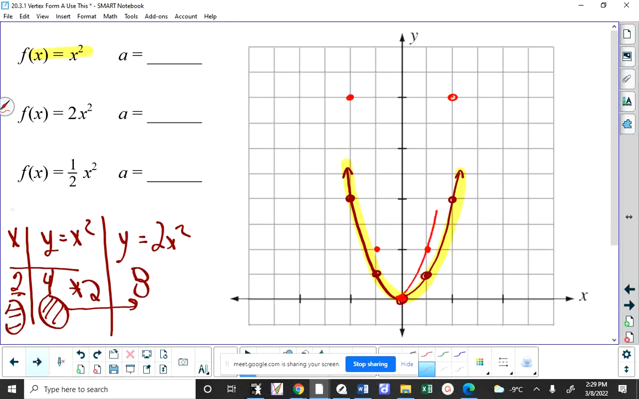So that means that this is what it looks like. And, you know, for goodness sake, I don't care how well you draw it. I want to make this point to you. When a is 2, the parabola is narrower and taller. That's the point I want to make.